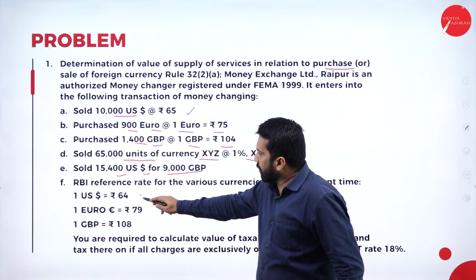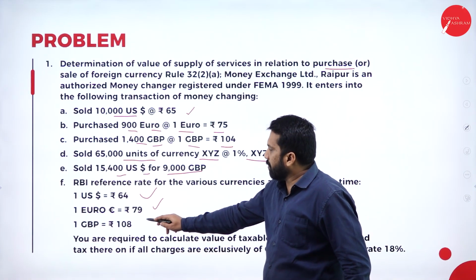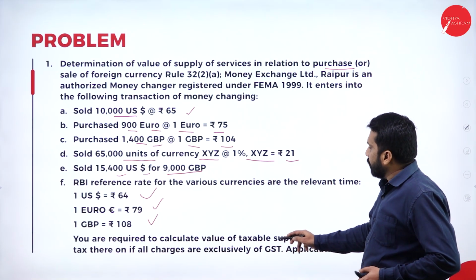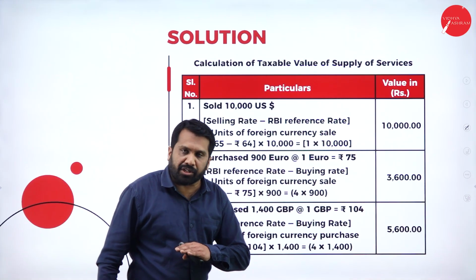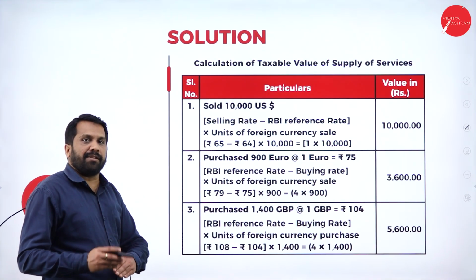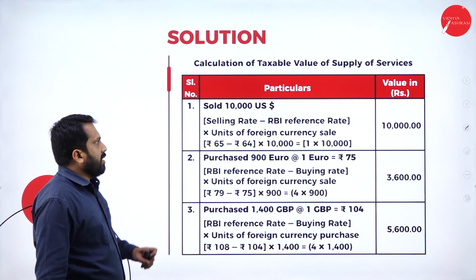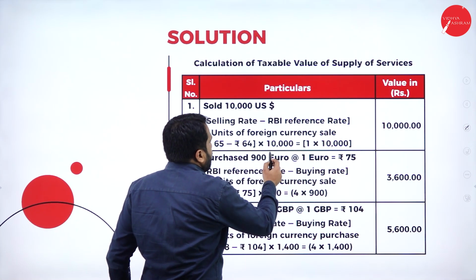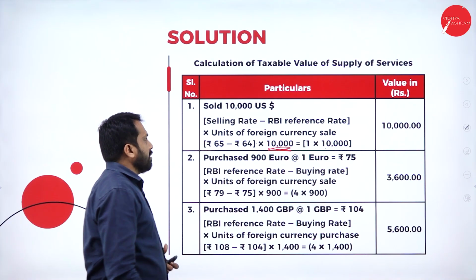Once US dollar equals 64, 1 euro is 79, 1 GBP is 108. Now, you are required to calculate the value of taxable supply. As I told you, it is not very important. Just for the safer side, remember one practical problem. Sold how many US dollars? 10,000. 10,000 is there, 1 rupee per dollar on 10,000.